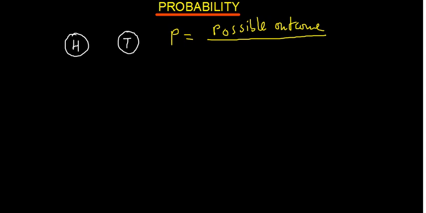How do you find probability? Probability is given by the possible outcome divided by the total number of possible outcomes. So that's the formula for probability.